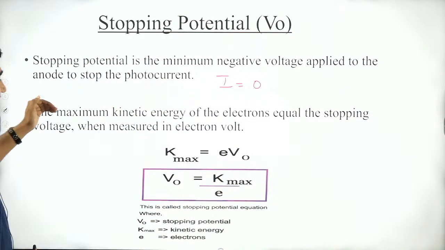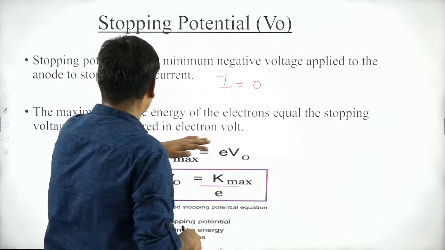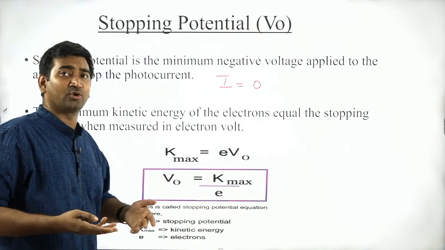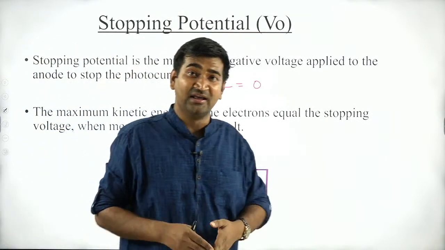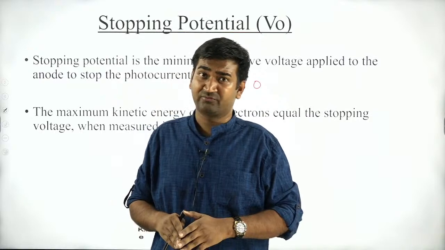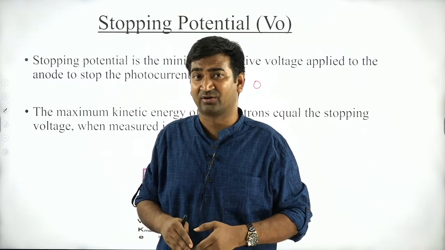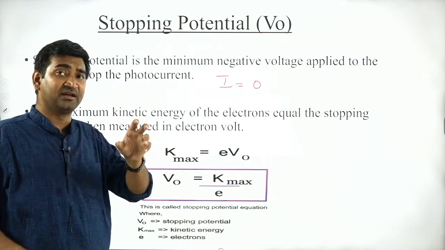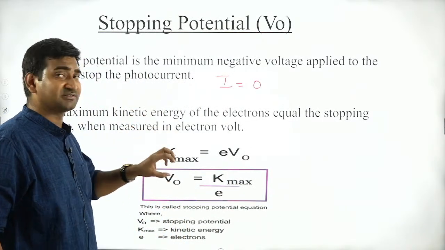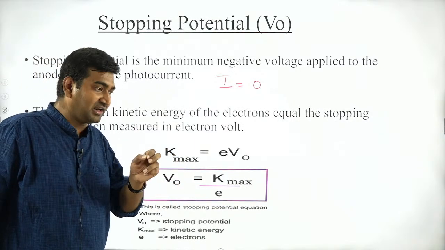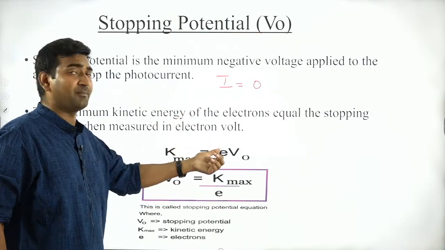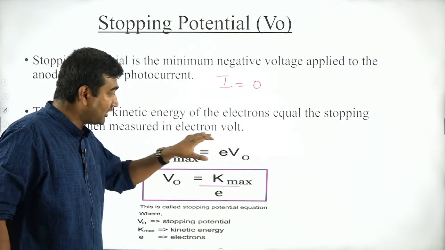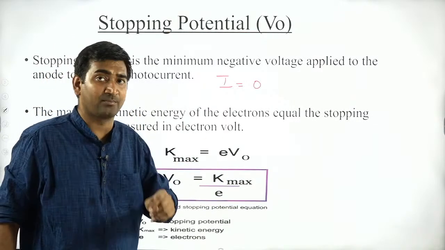Then the maximum kinetic energy of electrons equals the stopping voltage when measured in electron volts. See, photocurrent, how is it getting generated? It is generated with the help of the kinetic energy of the electrons, right? So if you equate the kinetic energy max with the stopping potential energy, then it will be like that.